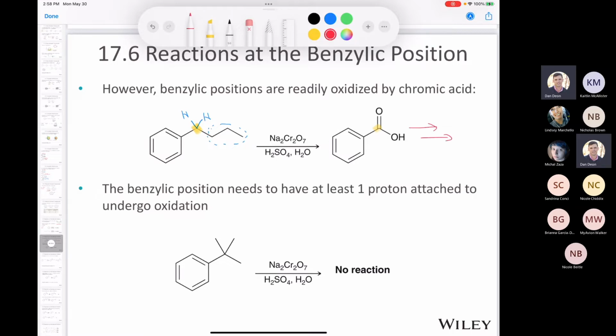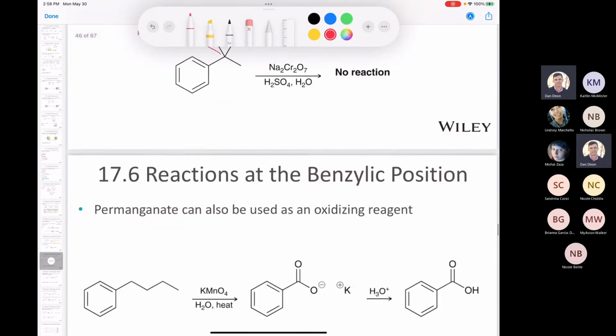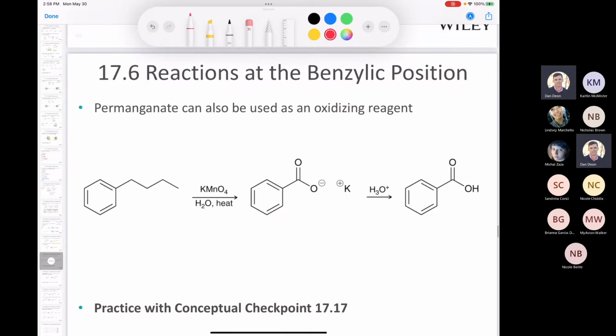Now, remember, you've got to have at least one proton in that benzylic position in order for the oxidation to occur. If you were to try the same reaction with tert-butylbenzene, there's no proton here, and so it doesn't oxidize. Another option for doing this reaction, as long as you've got at least one benzylic proton, is to do it in two steps. The first step, you treat the compound with potassium permanganate, water, and you heat that up. And in the second step, you treat that with H3O+.